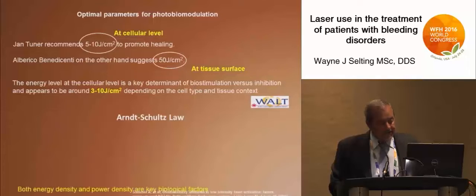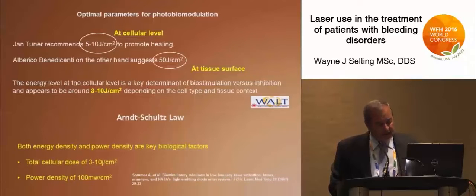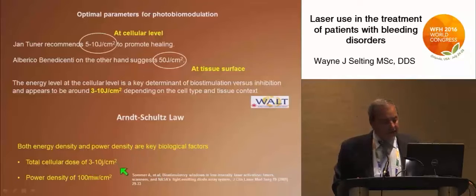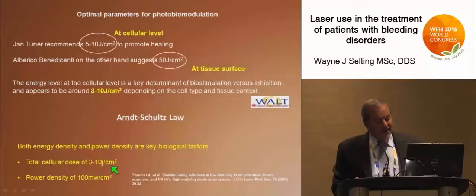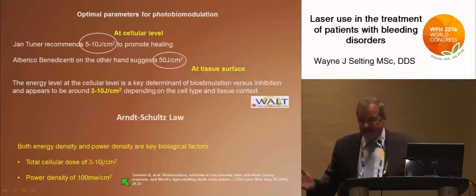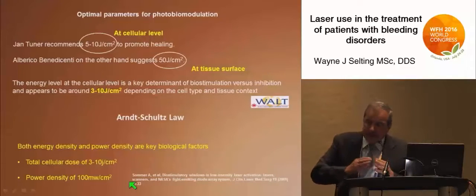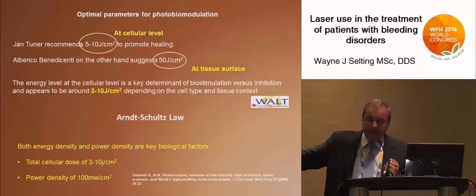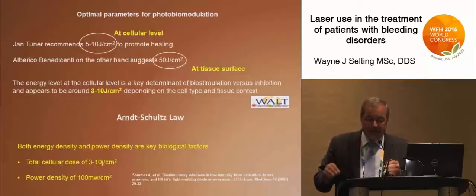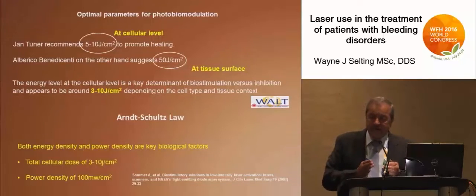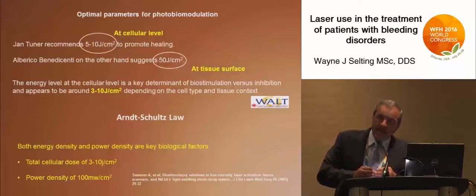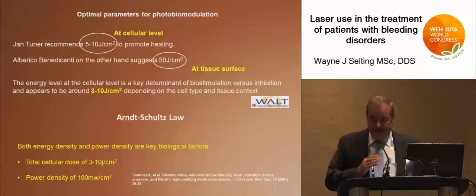The energy density and the power density both matter. We don't have time to go into what that means, but what it means is the cellular dose should be 3 to 10 joules per centimeter squared, but it matters how quickly you put that in. You put in 100 milliwatts per centimeter squared. Again, these numbers mean very little to you, but what it says is if I put that energy in over an extended period of time, I can appropriately stimulate the cell. If I put in too much in a short period of time, I start to negatively impact the cell.